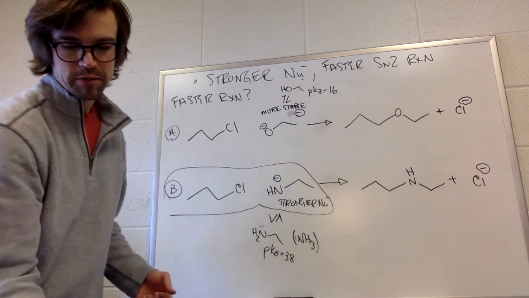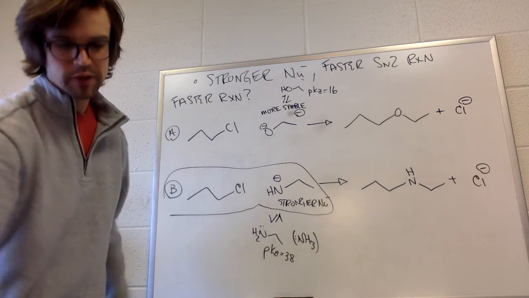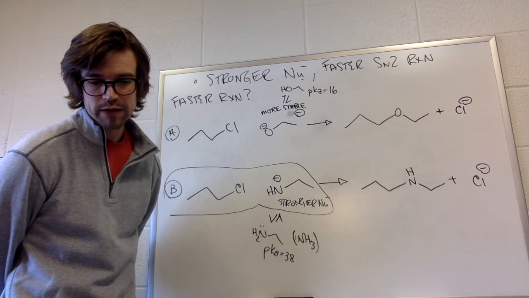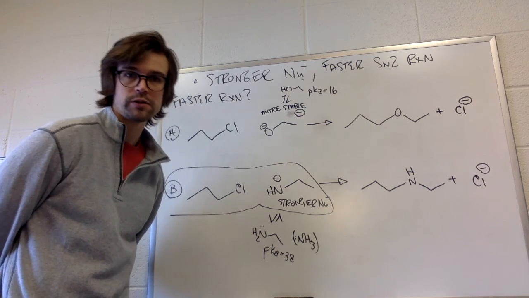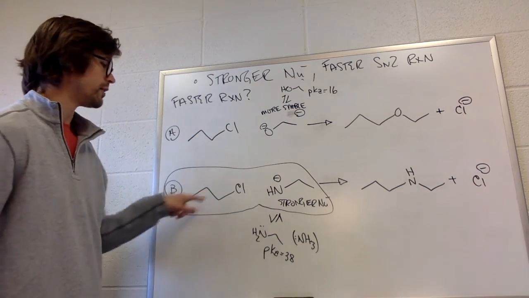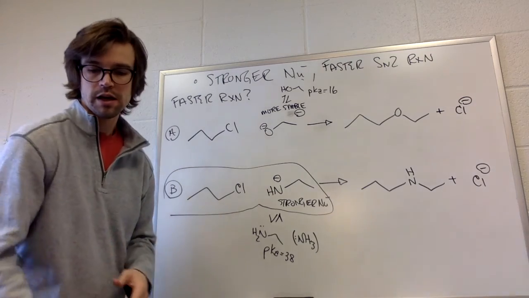On the bottom of your note page, it says that if leaving groups are identical, then nucleophile strength will determine the rate of the reaction, which is faster or slower. So these are identical leaving groups, stronger nucleophile, so B would be a faster reaction.